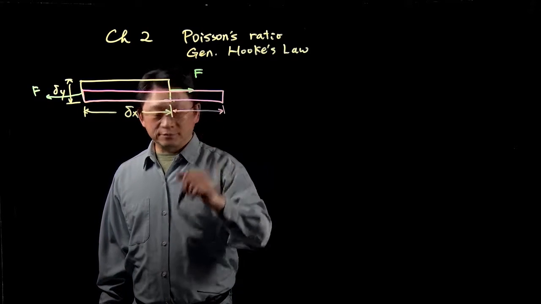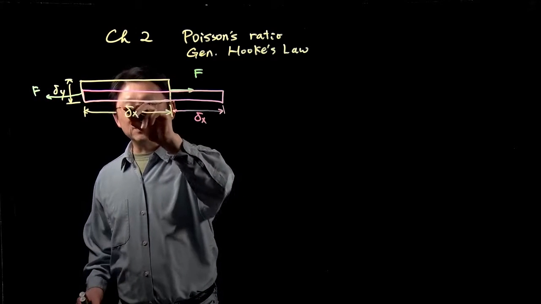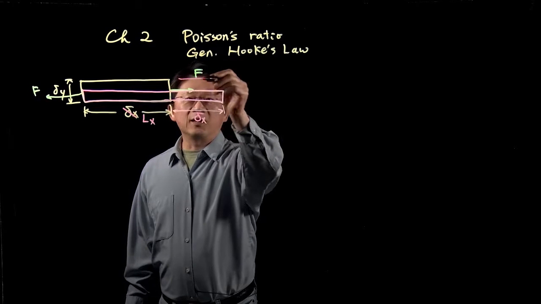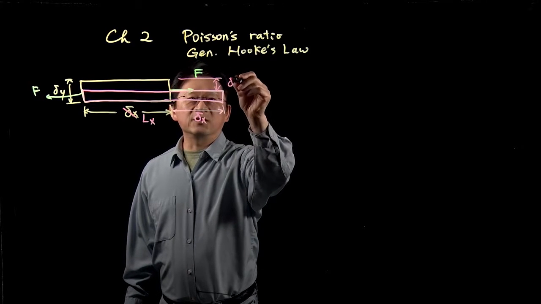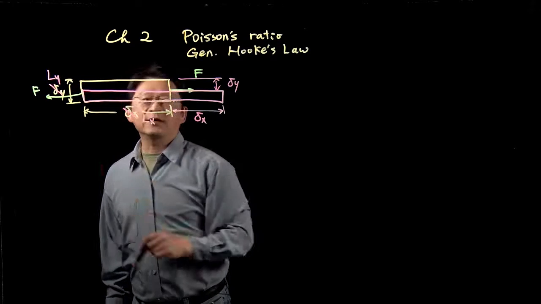Let me call the delta x. Sorry, excuse me. This one should be Lx, not to use the same symbols. And the lateral reduction here, let me call the delta y. Sorry, here let me change it. This dimension is Ly here.